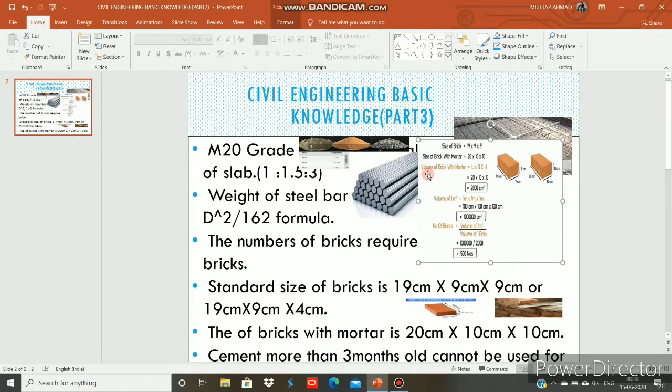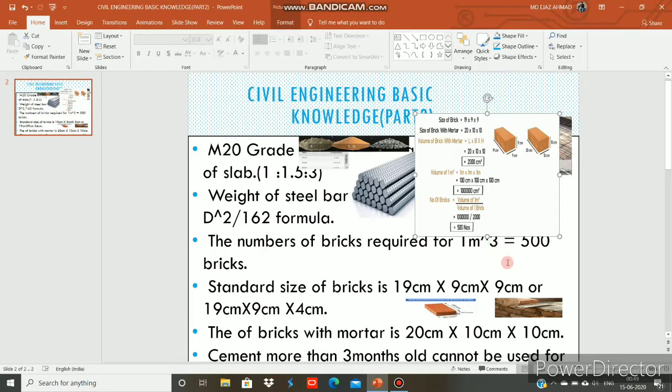First of all, we find the volume of a brick with mortar. This is L x B x H. This is your volume of brick with mortar. And we find the volume of 1 cubic meter. The number of bricks we find by the formula: volume of 1 cubic meter divided by volume of brick with mortar. We see here the total number of bricks in 1 cubic meter is 500.